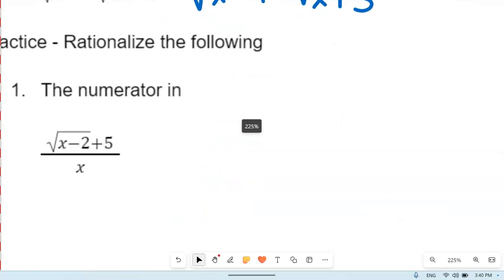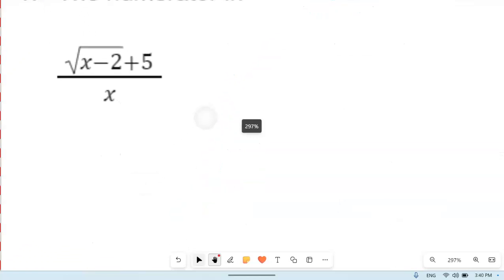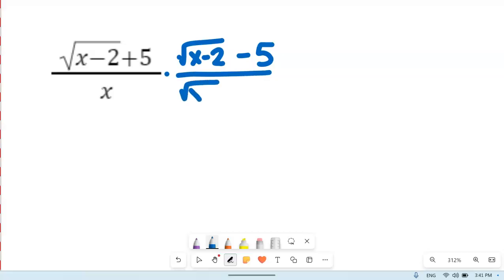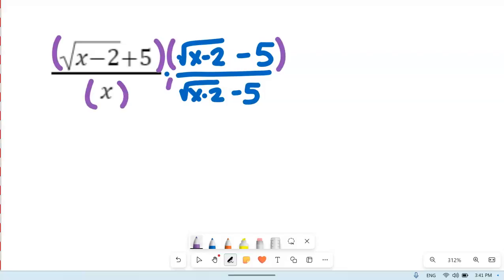Okay, so first we're going to look at rationalizing the numerator in this expression. So the first thing we want to do is identify what that conjugate radical is. So I've got x minus 2 minus 5. Now, because I am creating an equivalent fraction, whatever I multiply to the top, I also have to multiply to the bottom. Okay, I'm going to put some brackets on here just to make this a little bit clearer.